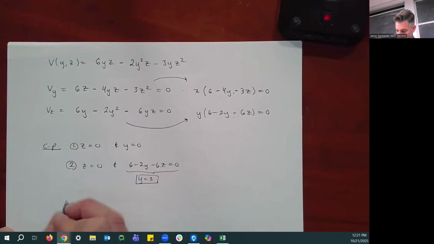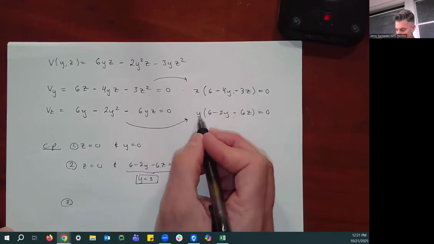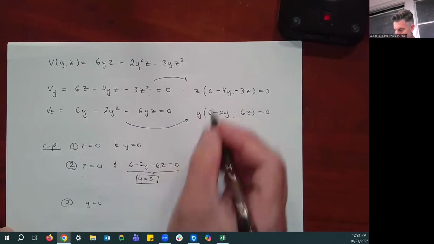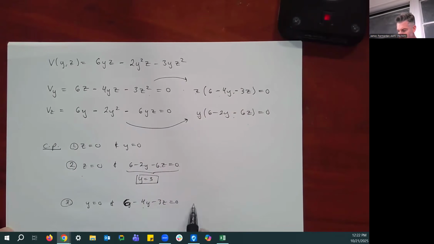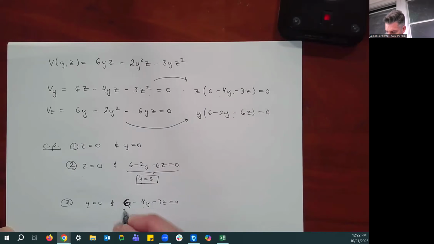Now, the third one is going to be y equal to 0 and 6 minus 4y minus 3z equal to 0. Setting y equal to 0, we get 6 minus 3z equal to 0, which means z is going to have to equal 2.